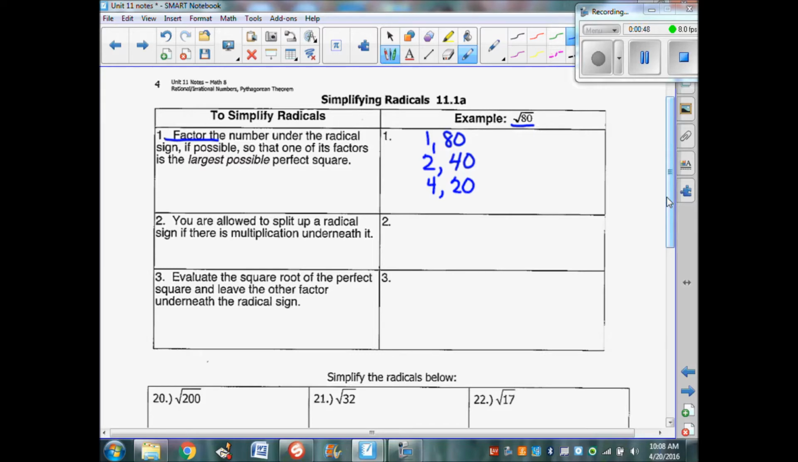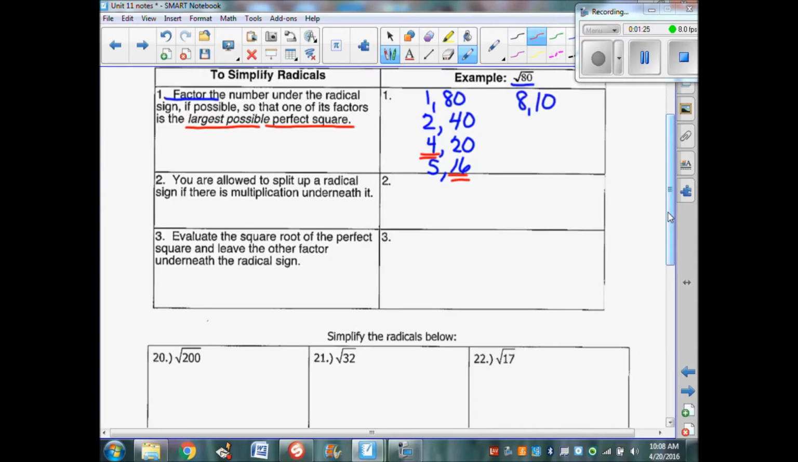And I continue on and I say, okay, I also know that 5 times 16 is 80. From there, I would say 8 times 10 is 80. And in that list, I need to pick out the largest perfect square factor. So as I'm looking through, I see 4 is a perfect square, but I also see that 16 is a perfect square. I've got to pick the one that is the largest perfect square pair. So I'm going to work with that 5 times 16, because 16 is larger than 4.